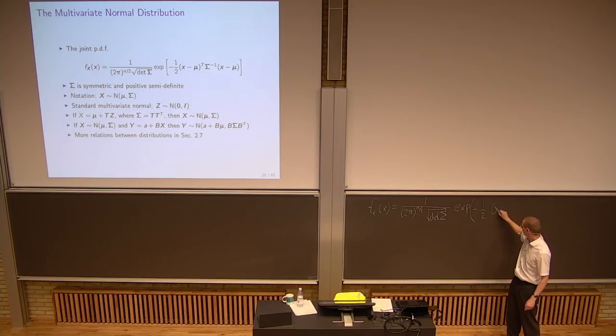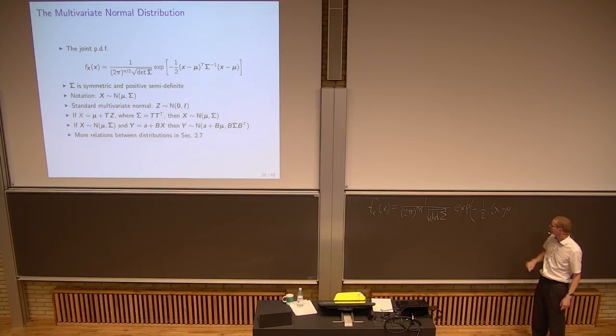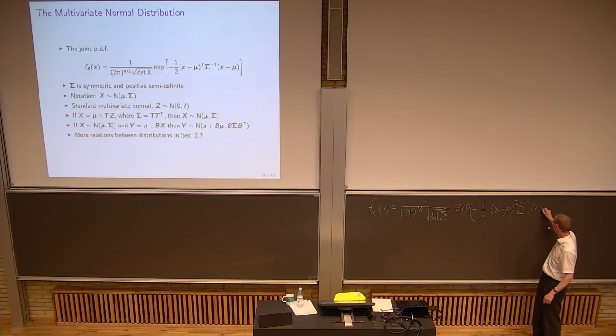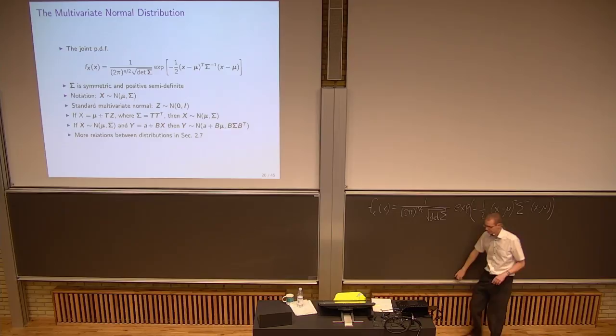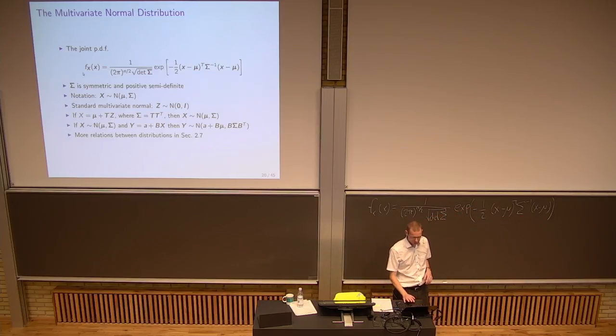And then you have the variable x minus mu, that is the mean value of the variable. And then you transpose this, and then you have the inverse of the covariance matrix, that is the sigma in the univariate case you have underneath. And then you have x minus mu on the right-hand side again. So that's the definition. The covariance matrix here is symmetric and positive semi-definite. And we can use the notation x comes from a normal distribution with a vector of mean values and a covariance matrix.